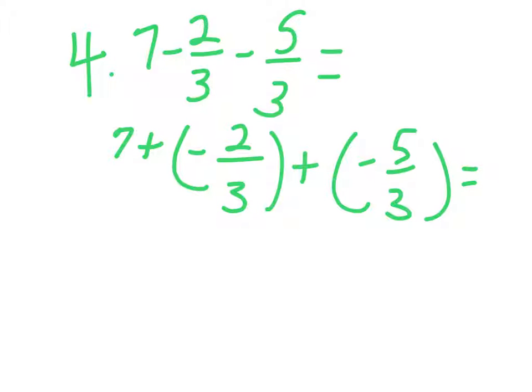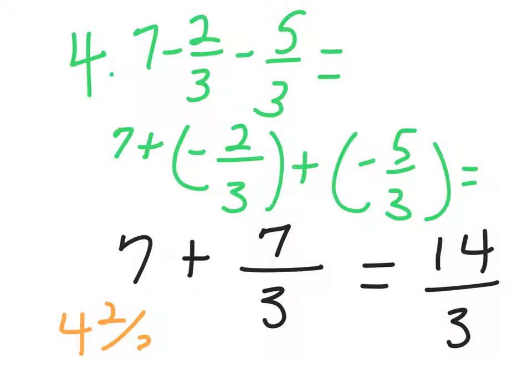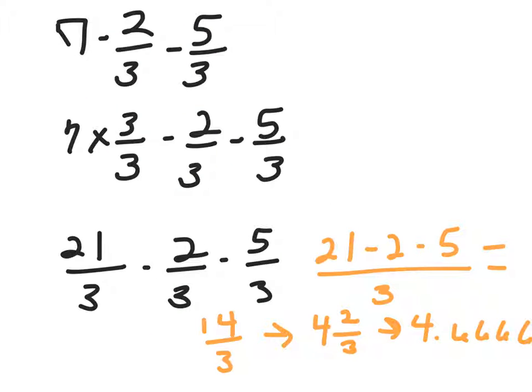So we're going to have, let me get the pencil, 7 plus 7 over 3, which is going to equal 14 over 3. And the mixed fraction part of that works out to 4 and 2/3. Or, if you wanted to put it in decimal form, you would end up with something that looks like that. Okay, I also wanted to show you something else here.